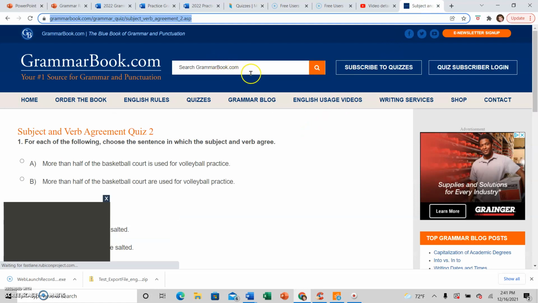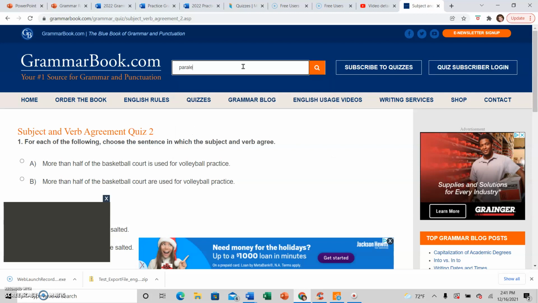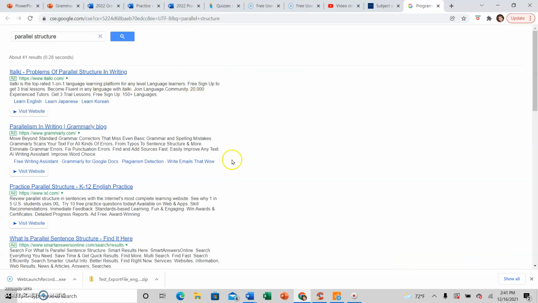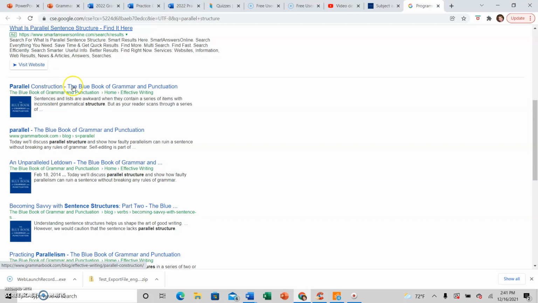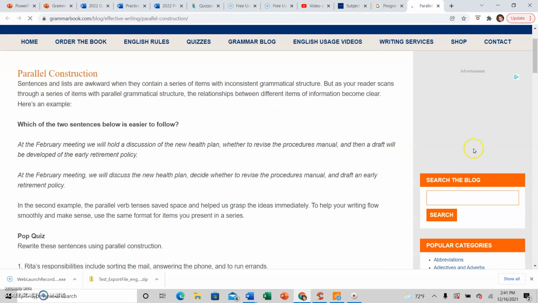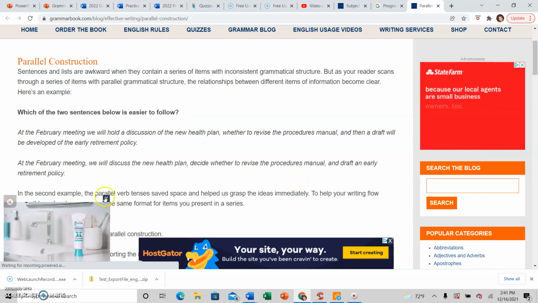Also, this little grammarbook.com, you could type in parallel structure. Oops. Easier said than done. And you could find more activities about parallel structure and quizzes in general. I'm sticking with the blue book, so you can look at it that way. That's a good way to get a solid definition if you are just struggling to even get started with the concept.